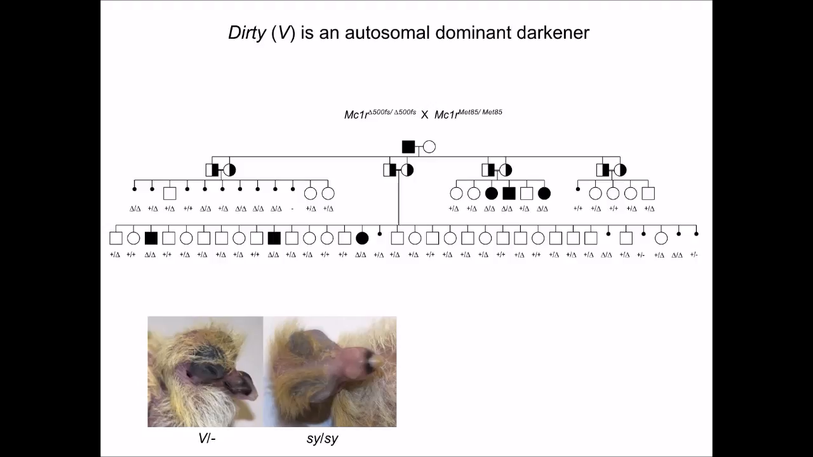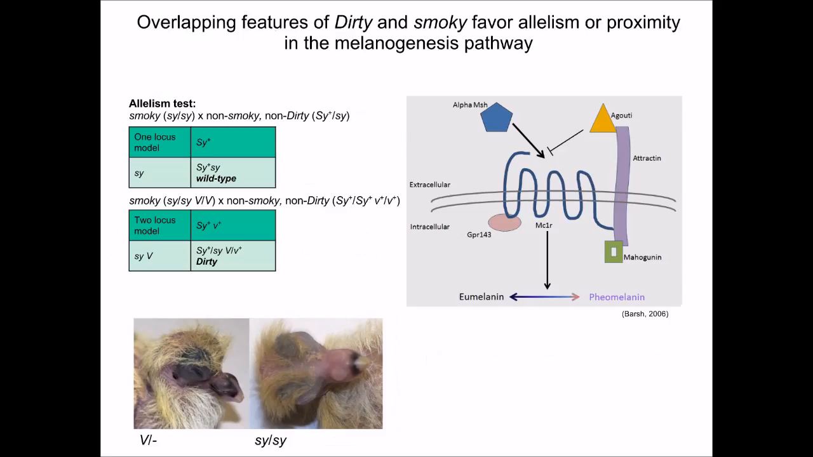And every individual that is not smoky is dirty, which is an autosomal dominant darkener. Now the probability of every non-smoky bird also being dirty is extremely low to occur by chance. This can occur only under two scenarios. If, on the one hand, MC1R causes dirty and causes smoky, or if dirty is fixed in this pedigree and only smoky is segregating. In other words, two genes.